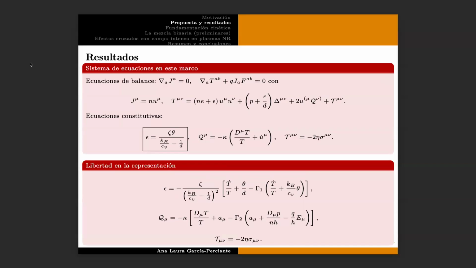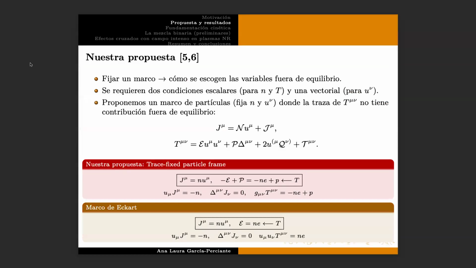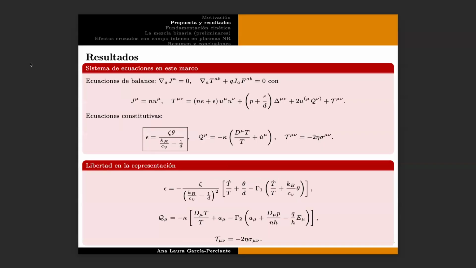Okay. So this is a summary of the results. We have the balance equations with this expression for the current and for the energy momentum tensor, in which I have fixed this coefficient and this combination, the two coefficients, to the ones in equilibrium. However, in T mu nu, I'm going to have a non-equilibrium contribution, which I call epsilon over here, and this is going to be the pressure deviation. So in Eckart's frame, we don't have these parts. Well, I mean, this one, we don't have this epsilon.